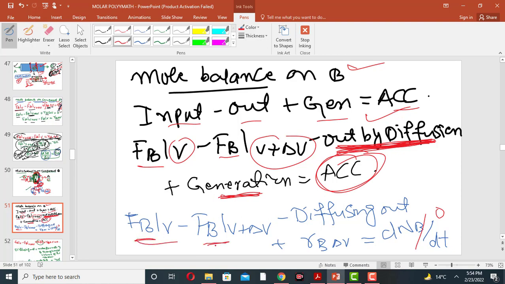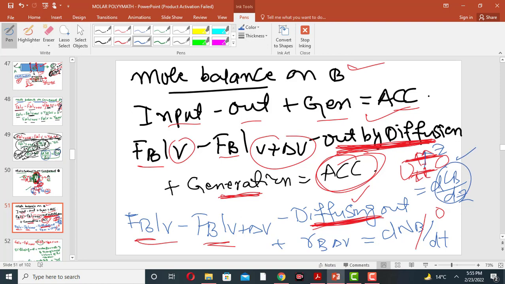The inlet of B, outlet of B, and diffusing out of B are described by using Fick's law of molecular diffusion. B is diffusing out through the sides of the membrane. This is the membrane. B is produced here, but B is diffusing out through the sides of the membrane due to the concentration gradient. So dCB divided by dZ, suppose this is the Z direction, is nothing but the molar flux of component B using Fick's law of molecular diffusion.